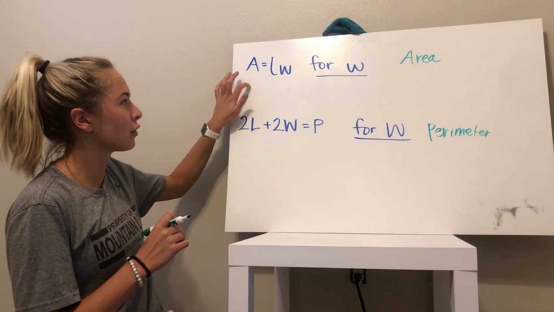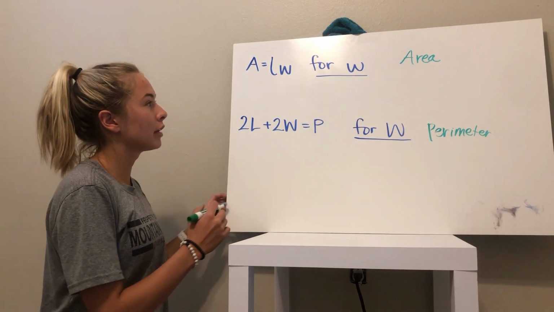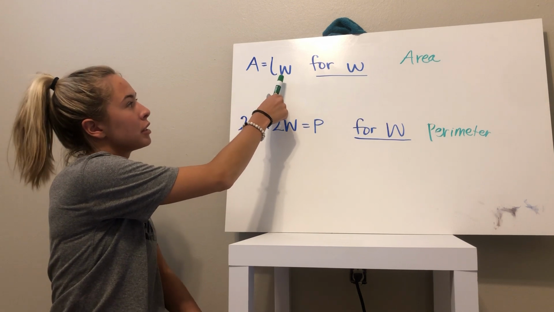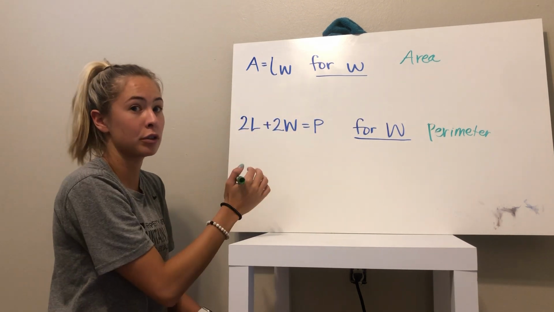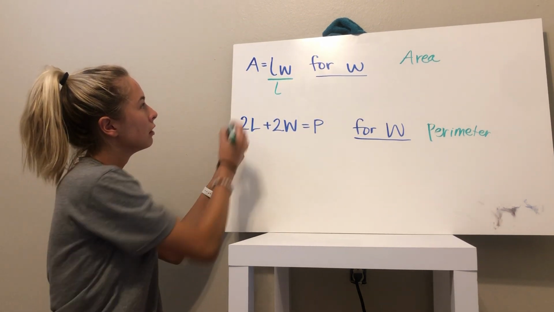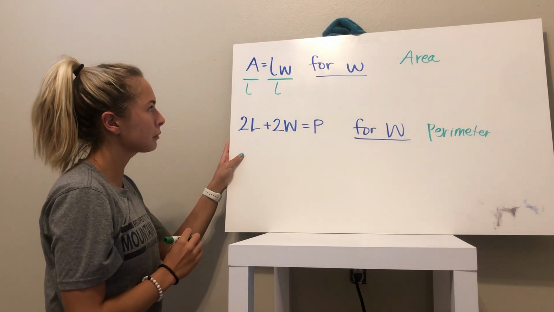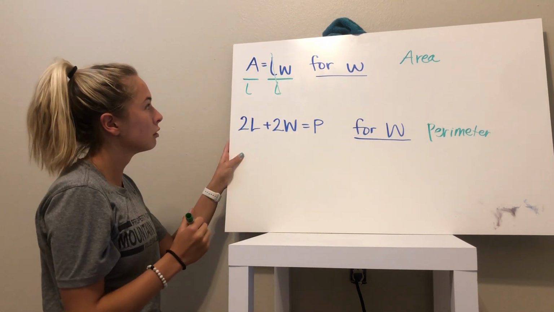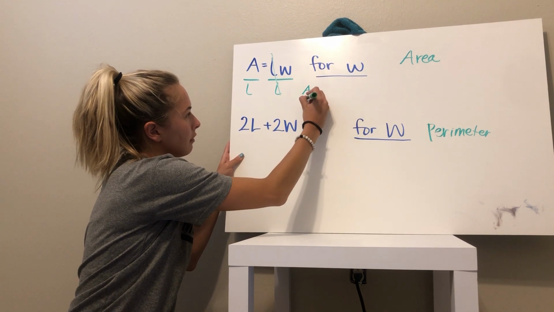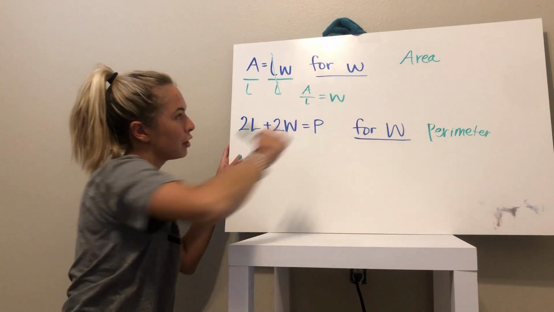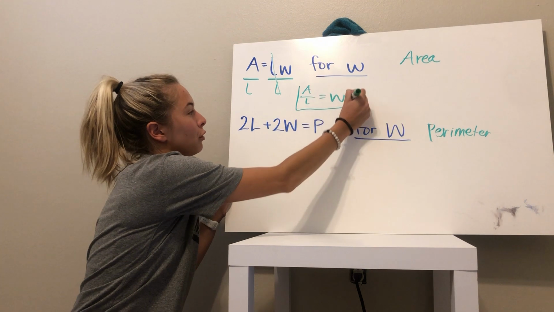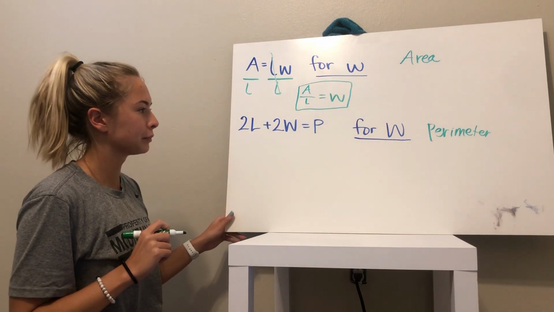So we're going to start looking at this first equation, and we're solving for w, right? So we have A equals L times w. Notice how I said times, so they're multiplied. So to undo it, we're going to divide by L. You have to do that to both sides. These will cancel. So we have A divided by L equals W. And that's it. That's our final solution for W in this area formula.